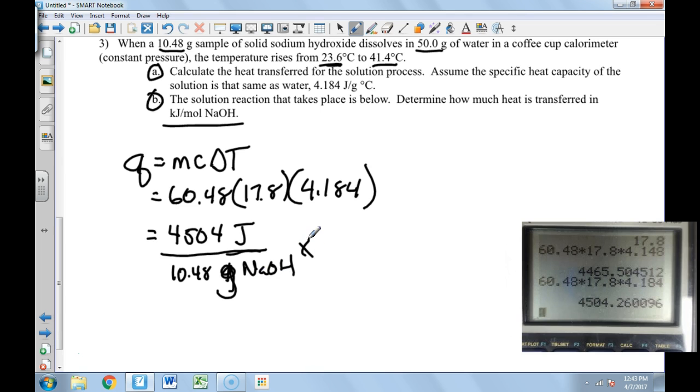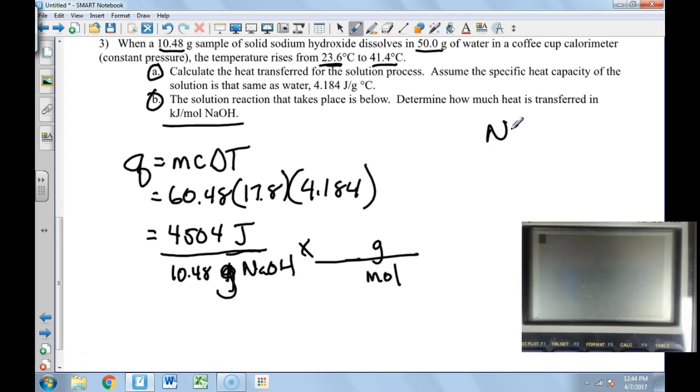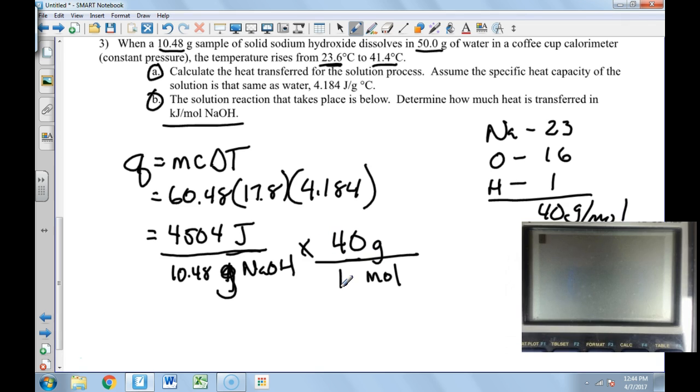Okay, so now we want to go from grams of NaOH. We want to find the molar mass, because we want to go from grams to moles. So we're going to break out the X line. And so now we go 4504 divided by, before we do that, we actually have to find the molar mass. Na is 23, O is 16, H is 1. 1 plus 16 is 17 plus 23, so this is 40 grams per mole. So it's 40 grams for every 1 mole.